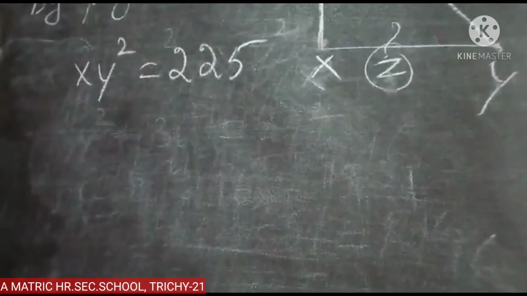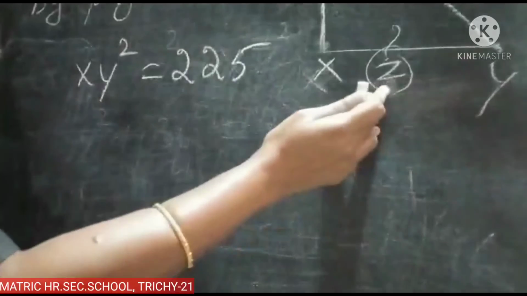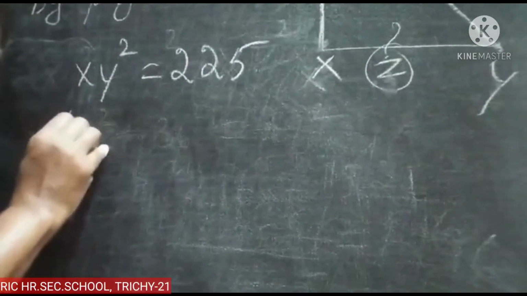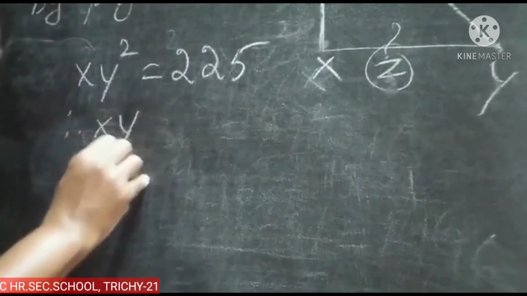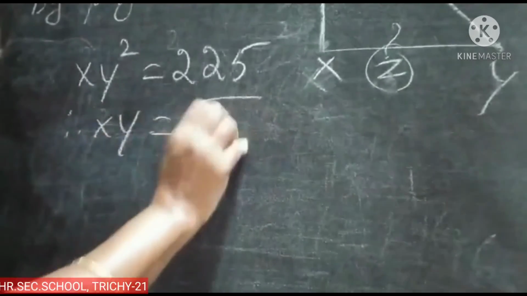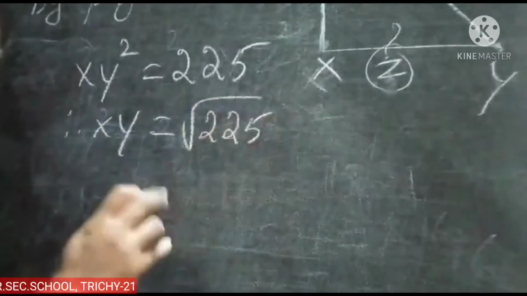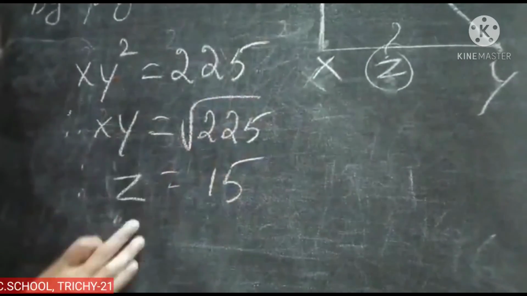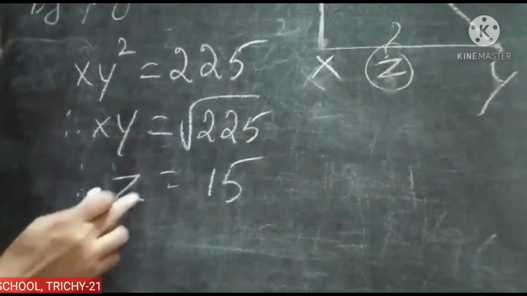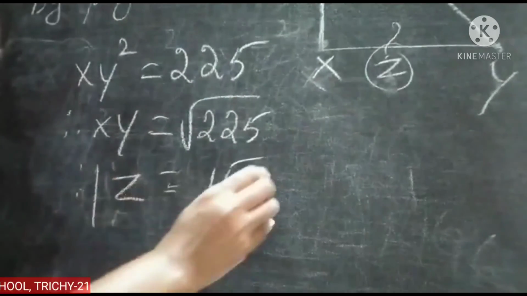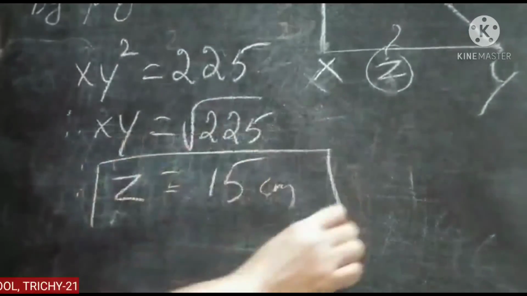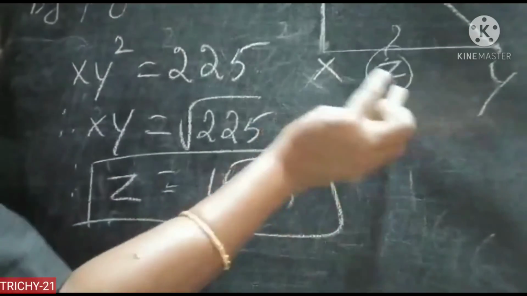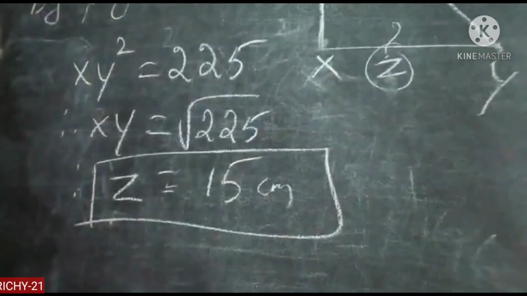Now let us find out the unknown side, that is the XY value, that is z. XY square equal to 225. We want to find out the XY value only, so square root of 225. The square root of 225 is 15. Therefore z equal to 15 centimeter. This is XY, this side. The value of this unknown side is 15. Is it clear?